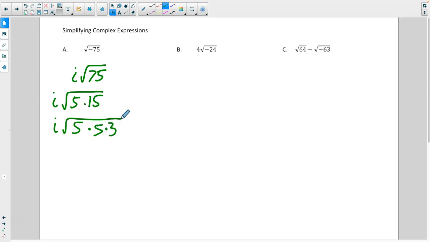Now I have a pairing. I have 2 5s. So I exchange. I take those two 5s inside the square root, and I exchange them for 1 5 on the outside of the square root. So when they leave the square root, they only come out as 1. So I end up with 5i square root of 3.